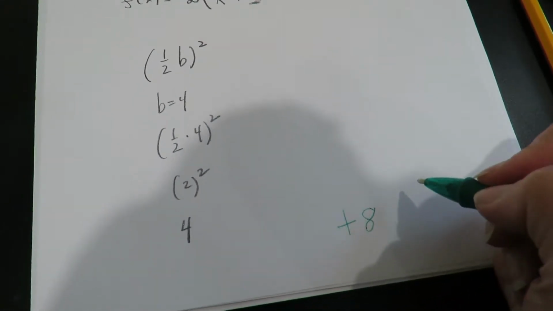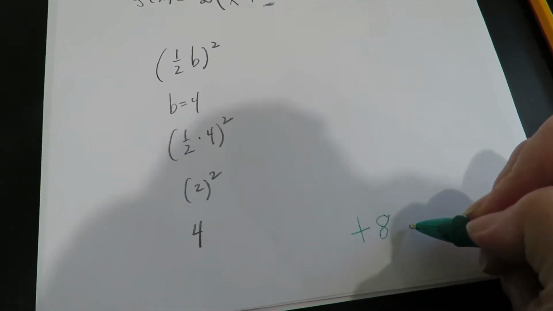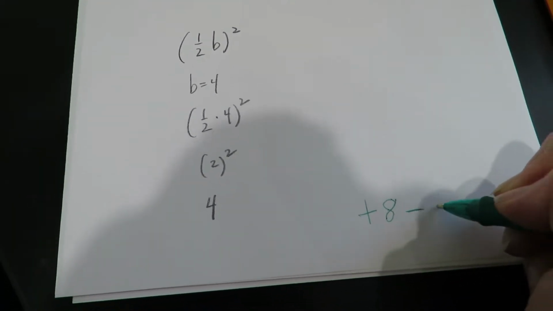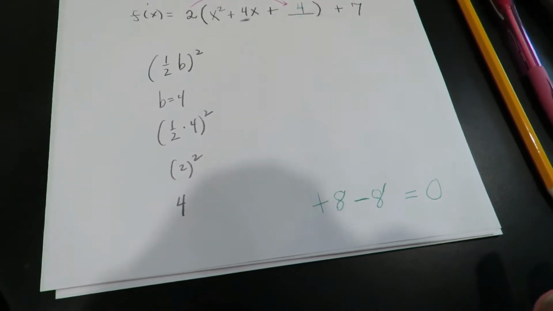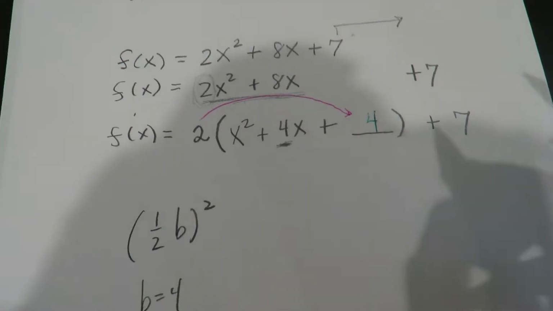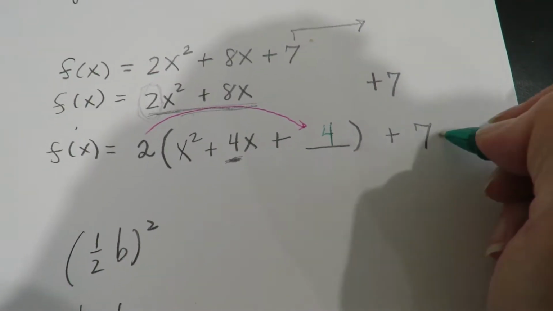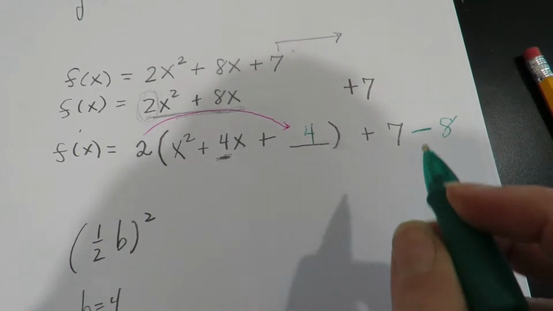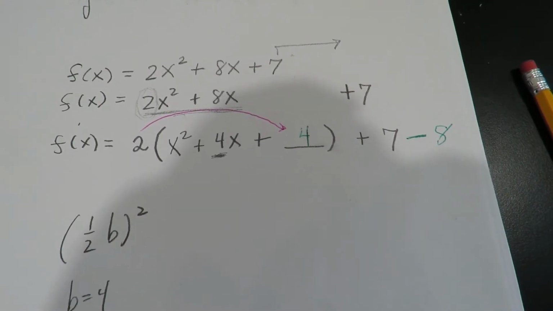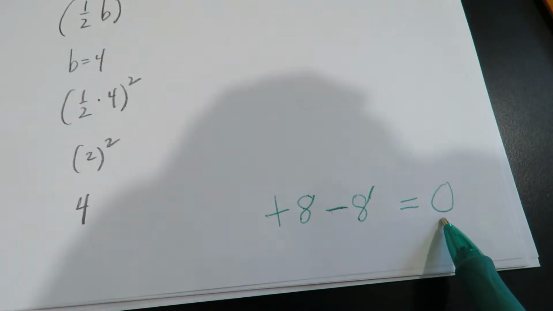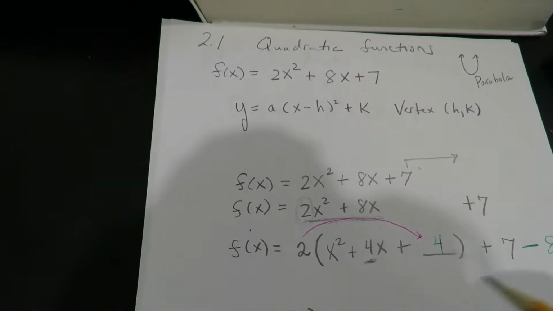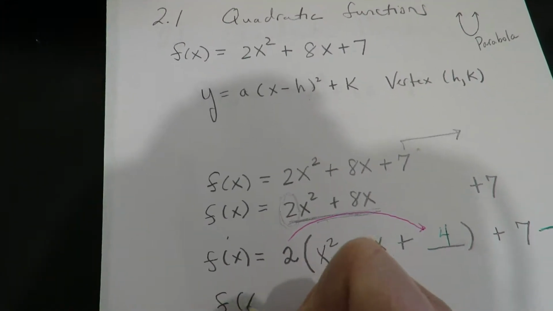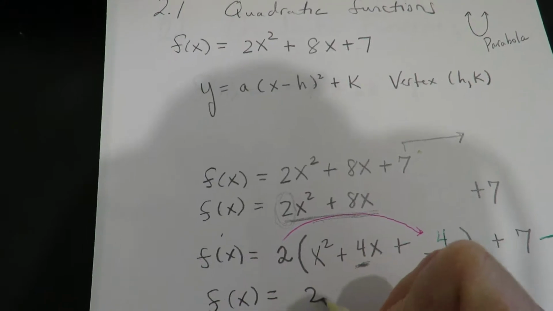So what I have to do is take away what I put in, right? So since I added 8, I have to take away 8 so that I added nothing and I didn't do anything, right? So little magic trick here. I add 8, I subtract 8 on the outside, and now I haven't added anything. It's still the original function because what I've done equates to 0. So it's still the same equation. Okay, so now we're almost there. We're going to factor this.